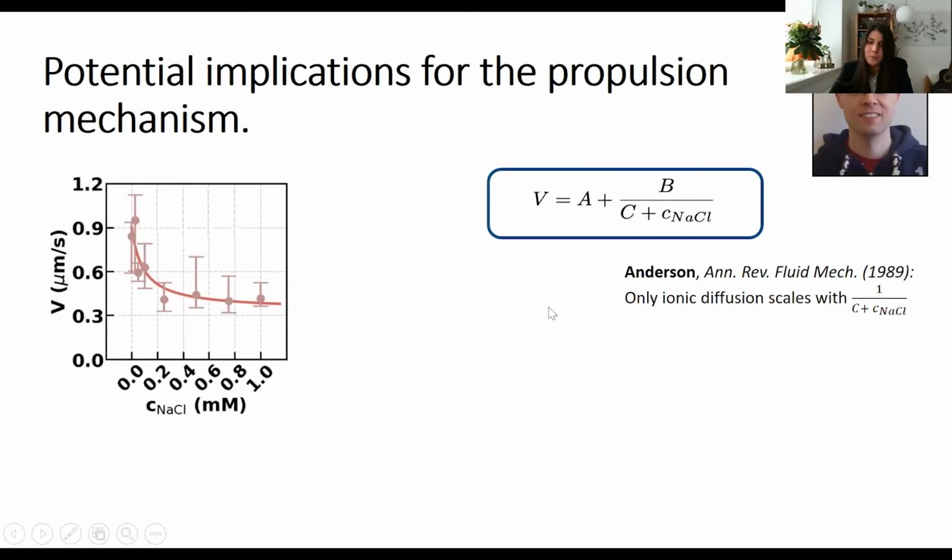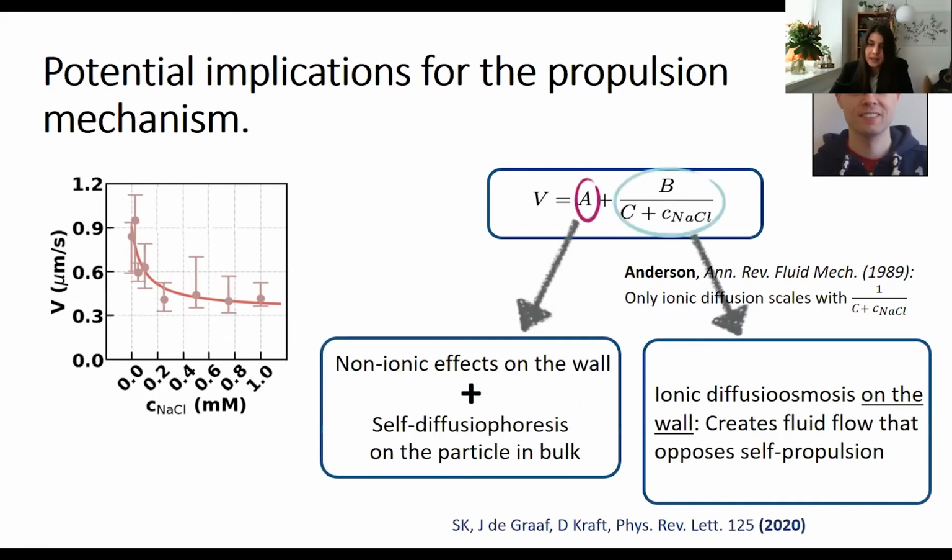So if we combine this with our previous finding that I showed you in the previous slide, how we interpret this expression that fits our data is that we propose that the first term is a term that represents the non-ionic effects of the particle, and however, the second term includes the ionic effects that happen on the wall.